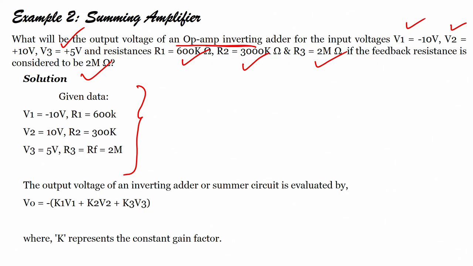Now, output voltage is what? Output voltage is VO equals minus K. K is nothing but the gain factor: RF by R1 is K1, RF by R2 is K2, RF by R3 is K3. So, VO equals minus bracket K1 V1 plus K2 V2 plus K3 V3.